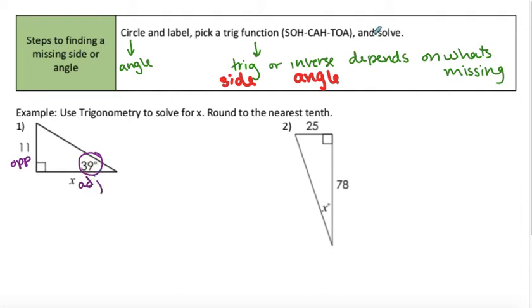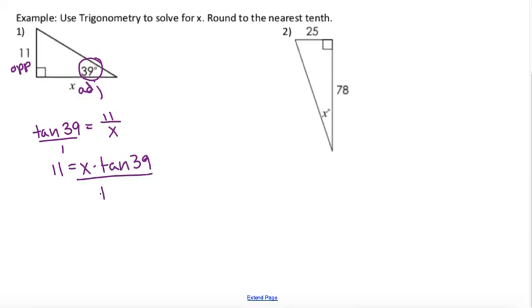I pick a trig function, that's going to be tangent, and this is where I have to set it up to cross multiply because I'm missing a side length, not an angle. So I put this over 1 and cross multiply. Tangent of 39. It's not by itself, so I'm going to divide. And when I say it, I mean x is not by itself. And now I can go to my calculator once x gets by itself.